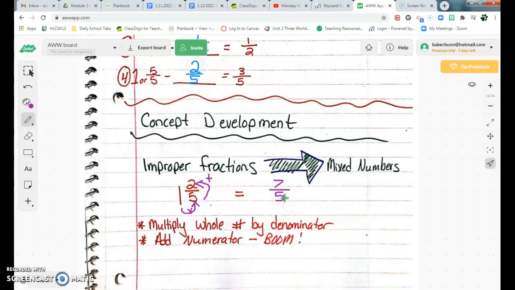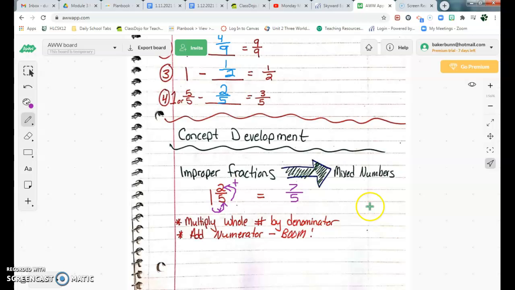Instead of converting an improper fraction to a mixed number, I'm taking the mixed number and putting it into an improper fraction. Okay, I am not doing anything to change the value of the number. I know 7/5 equals 1 2/5. I'm just writing it in a different form. So you're going to always multiply that whole number by the denominator, take whatever answer that is, add it to the numerator, and then put it over the original denominator.